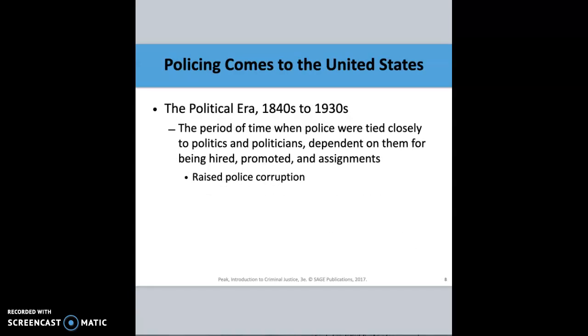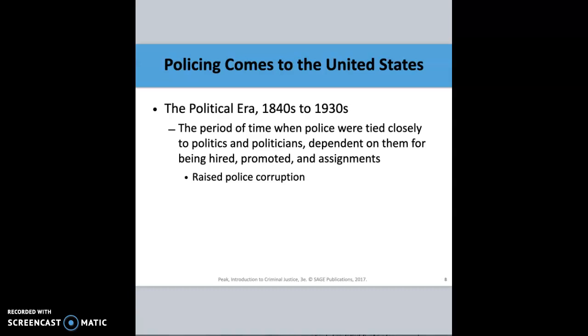All right, so next we're going to talk briefly about policing coming to the United States. In the United States, it took three different forms, the eras of policing. We start with the political era, which ran from the 1840s to the 1930s.